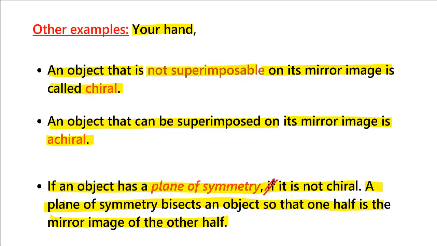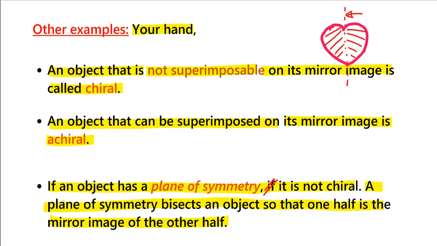So you see, any such object has a plane of symmetry. For example, let's take this example. So this is the example. In this case, this object, I can see this half, that is the left half, is the mirror image of the right half, and this is the plane of symmetry. So in this case this object will not be a chiral object because the image will be superimposable.